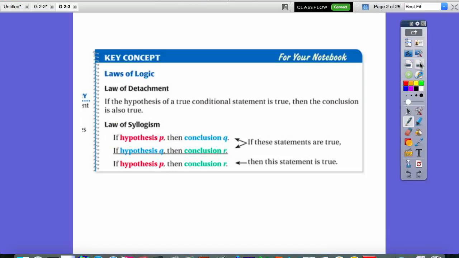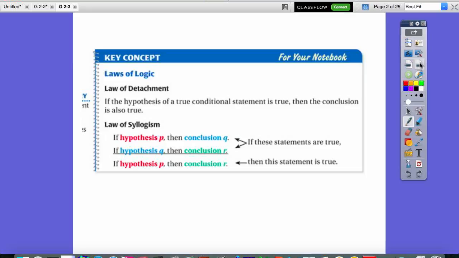So there are some key laws of logic that we need to understand. The first is the law of detachment. And that's that if the hypothesis of a true conditional statement is true, then the conclusion is also true. This is going to be kind of obvious.